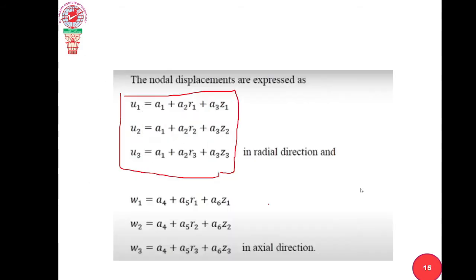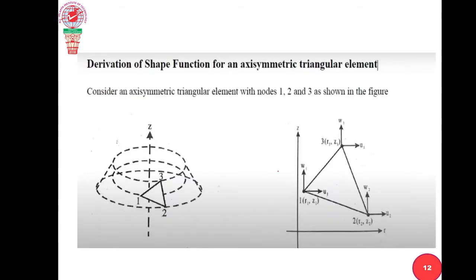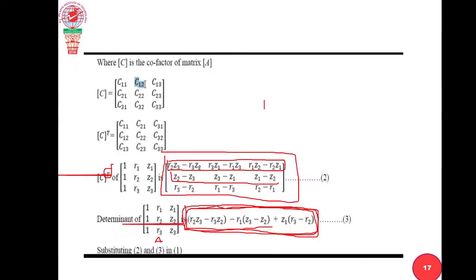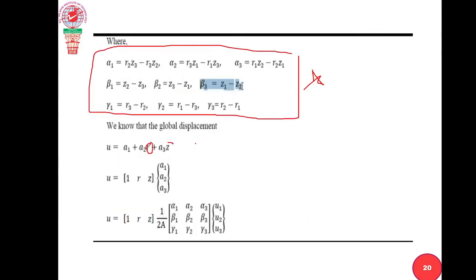Because which is the global coordinate system now? The global coordinate system is one is R, one is Z. Whereas R1 Z1, R2 Z2, R3 Z3 are the coordinates with respect to the nodes. This R and Z is called the global coordinate system. Therefore, we need to find the global displacement function U, which means A1 plus A2 R plus A3 Z.